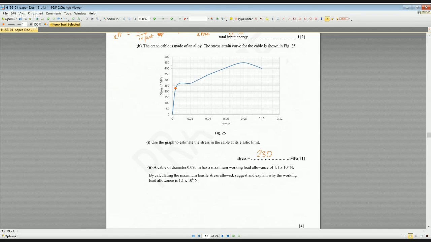A very common mistake students would make here is to say that that is the elastic limit here, but it's not. That is the ultimate breaking stress. It's not the elastic limit.